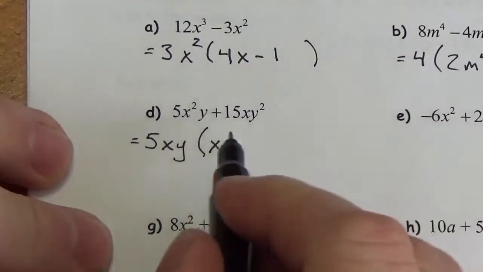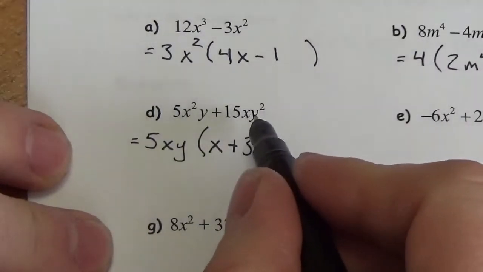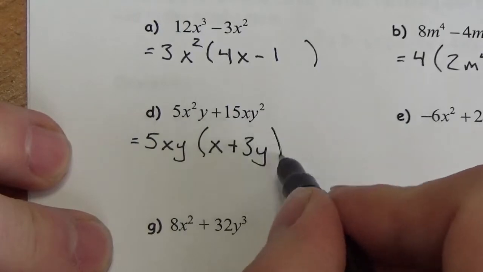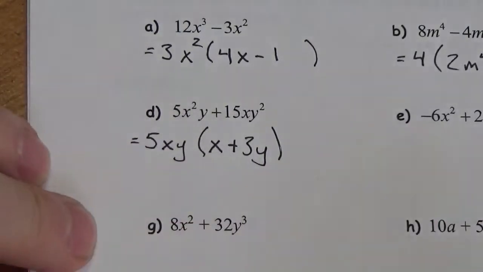Okay? 15 divided by 5 is going to leave me with a 3. X divided by x is 1, and y squared divided by y is just going to be y. And there we go. And again, I can double check that by just multiplying through.